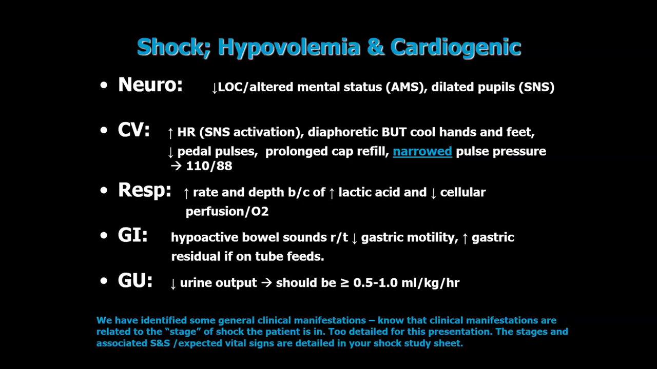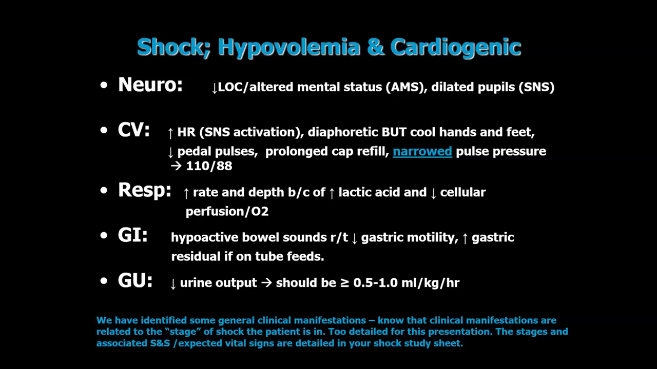What about the respiratory system? You're going to have an increased rate and depth because of the lactic acid production, and also because of the sympathetic nervous system activation, as well as the decreased cellular perfusion. In other words, the brain cannot do anaerobic metabolism, and so the brain's going, yo, where's my oxygen up here? And lungs, you better breathe a whole lot faster. And so there's a lot of reasons why the respiratory rate is rapid. You need to know that it is.